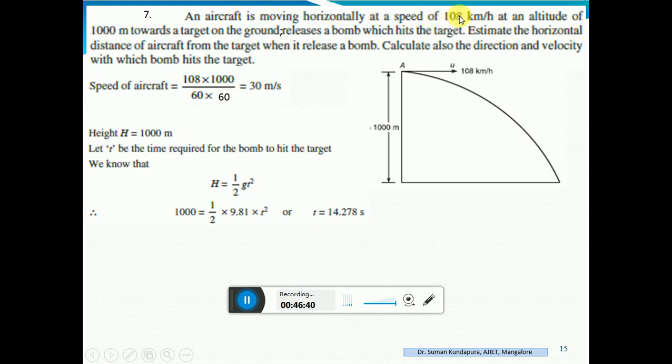They have given the speed in kilometers per hour. First convert it into meters per second. So 108 into 1000 meters divided by 3600, that is 60 minutes times 60 seconds. So you will get the speed of the aircraft, that is 30 meters per second. u is 30 meters per second.